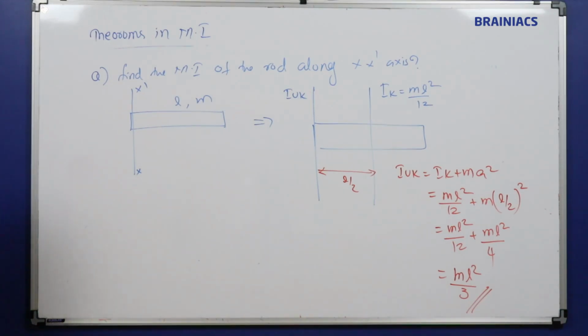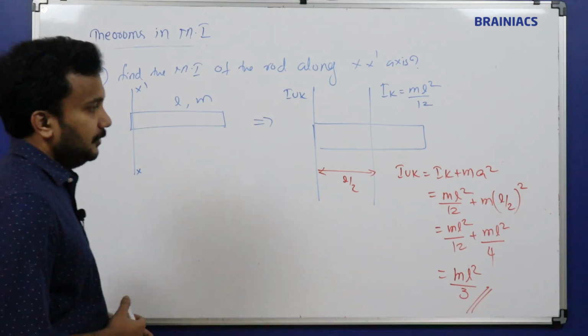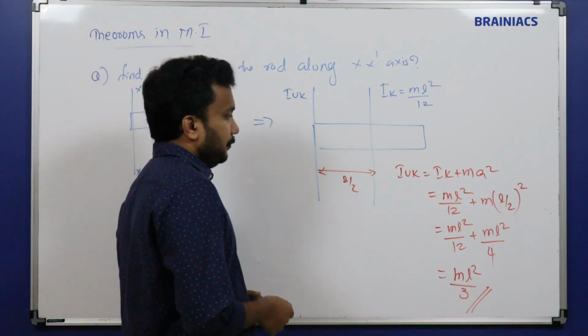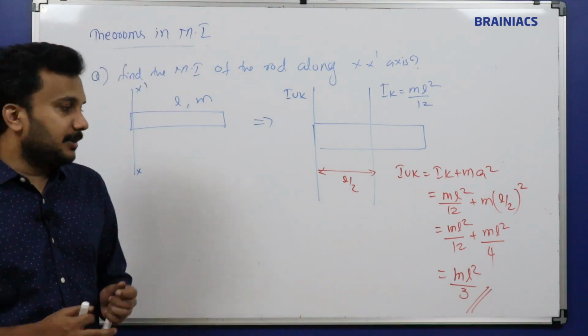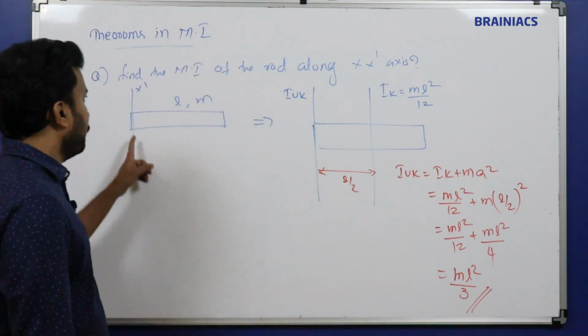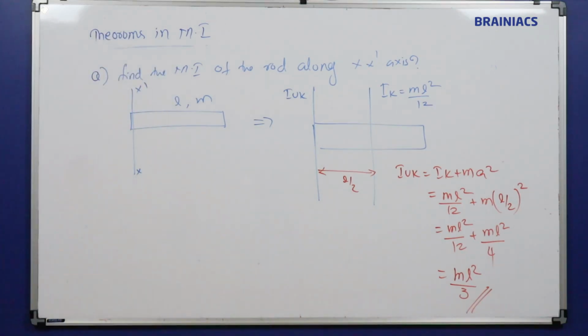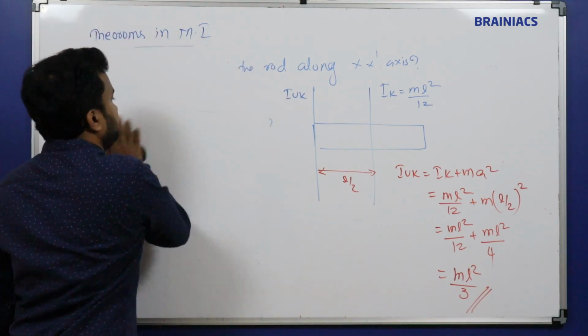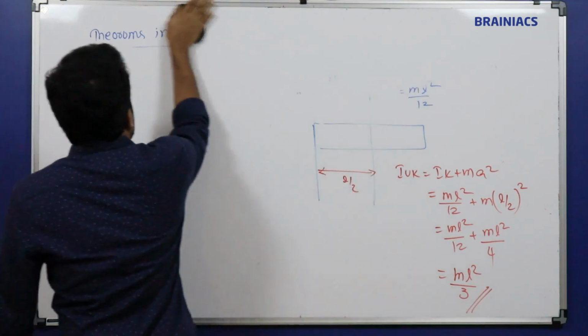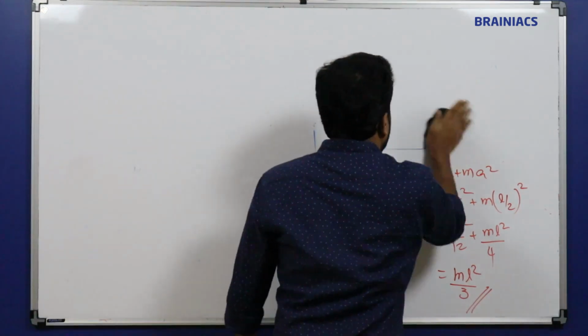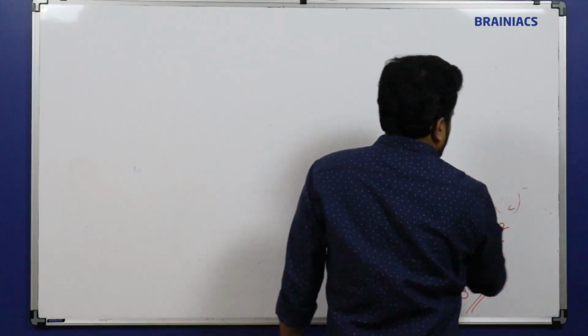Correct? 1, 3, 4. 4 by 12, ml square by 3. ml square by 3 is the moment of inertia of a rod along its one end. Very important. Please note it down. Now we'll go and solve the next question from the theorems of moment of inertia based on parallel and perpendicular axis theorem.